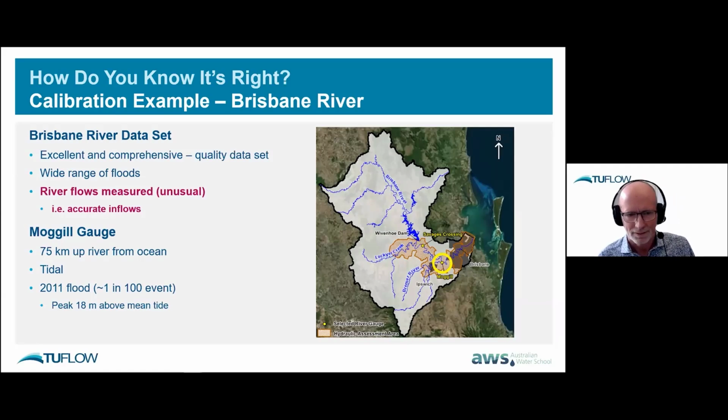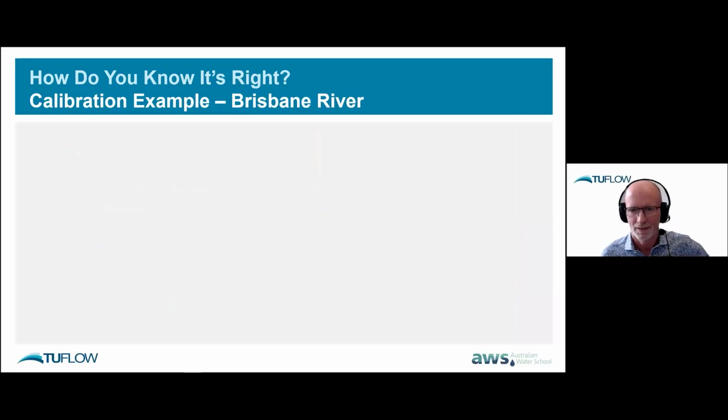And so we're just going to look at this gauge here, Mogul, which is 75 kilometers up. This is the ocean here. So we're going up 75 kilometers. The river is still tidal at that point. And in 2011, roughly a 1 in 100 event, the peak was 18 meters above that tide. So that's a long way above tide level.